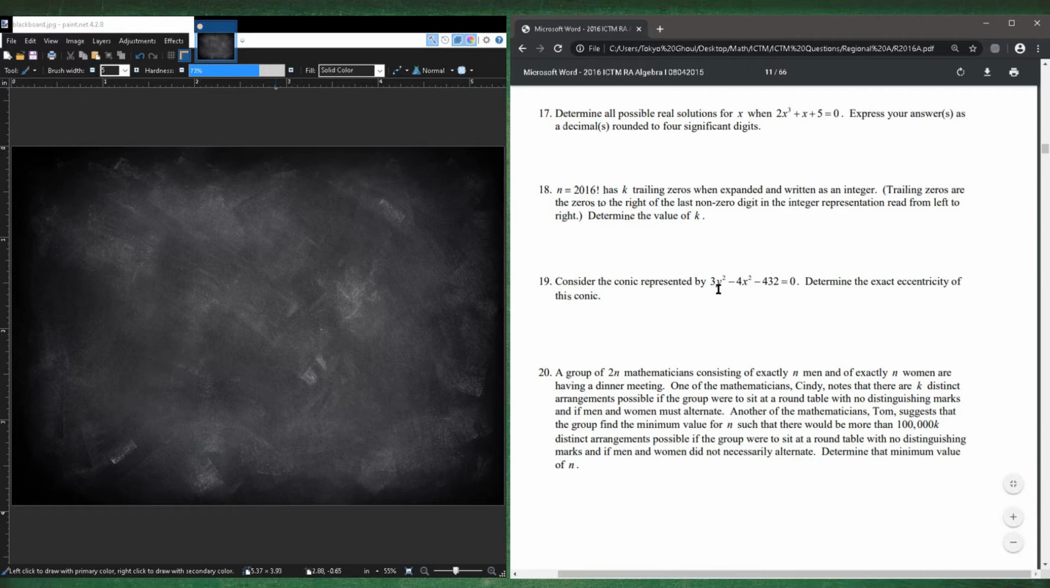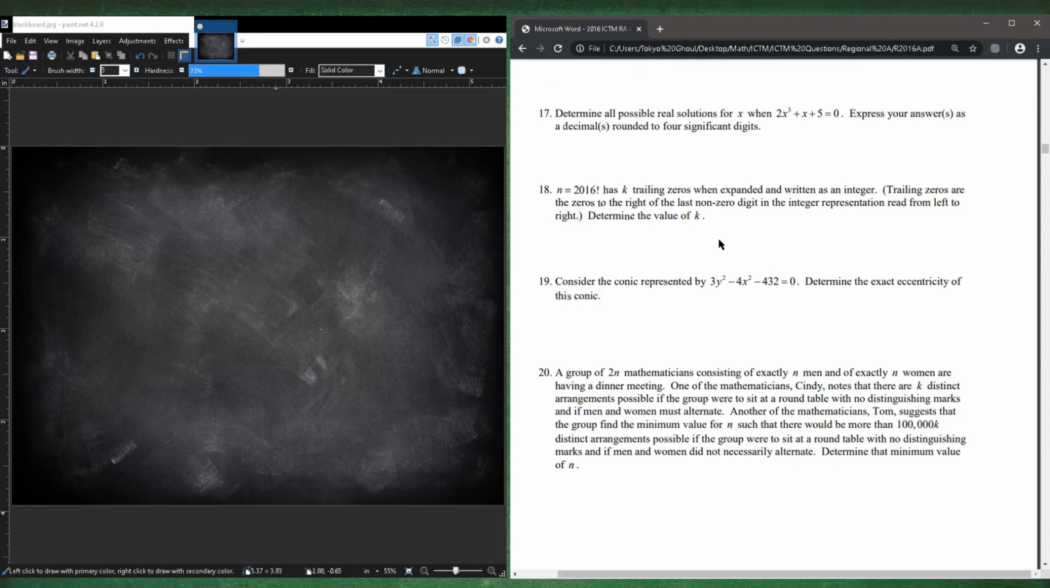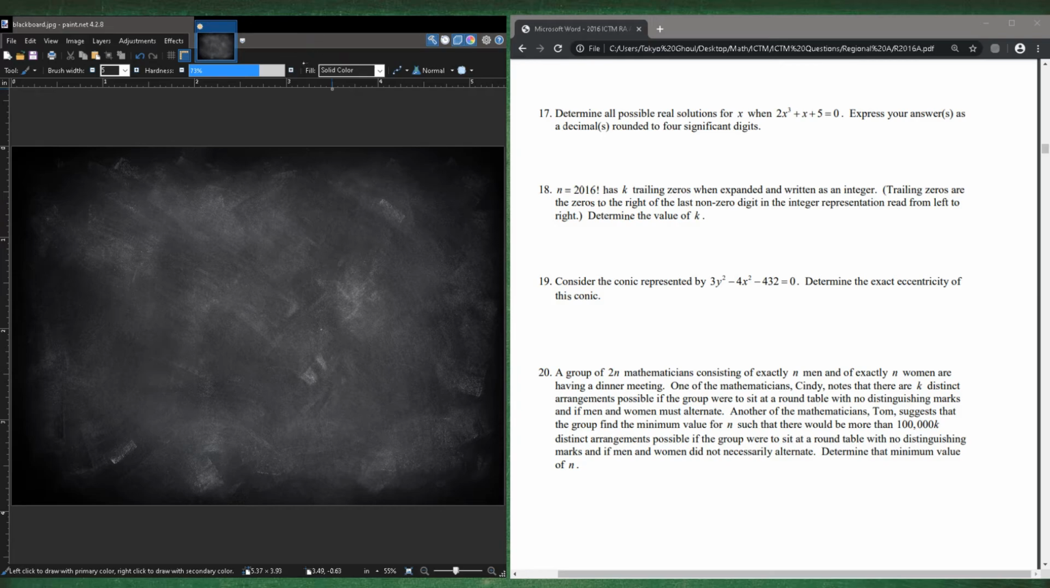So if there's a y squared term and an x squared term, it's going to be a conic. For you to know it's a hyperbola, you need to know that at least one of them is negative. So either the y squared term or the x squared term is negative. If both are positive, then you probably have a parabola or an ellipse. But this is a hyperbola.